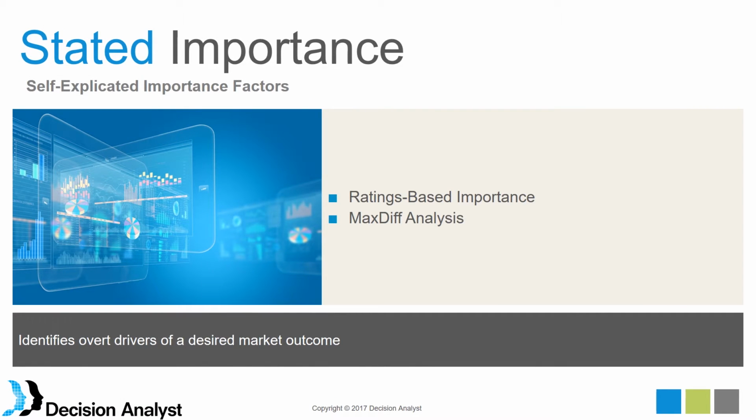So there are two main groups of key drivers. The first one is called stated importance, and stated importance is really an influencer that a consumer or a respondent can articulate. They can directly tell us, this is important, this causes me to purchase or not to purchase. So these drivers can be determined by direct questions within a survey. This could be ratings-based importance, or with more sophisticated techniques such as MaxDiff Analysis.